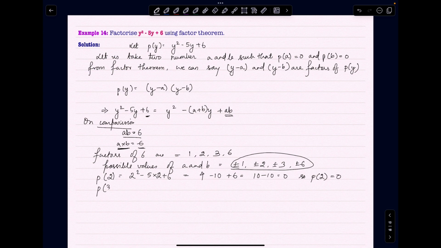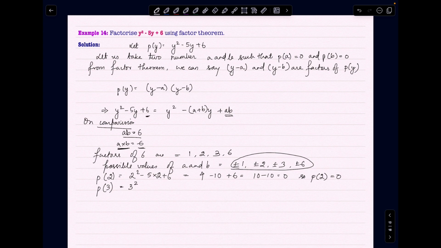Then P of 3 I am going to find. I am directly writing the answers because see, here also 8 numbers you have to check. That is, you have to check minus 1, plus 1, plus 2, minus 2, plus 3, minus 3, plus 6, minus 6. Okay, so I am checking plus 2 and plus 3 because those are the answers.